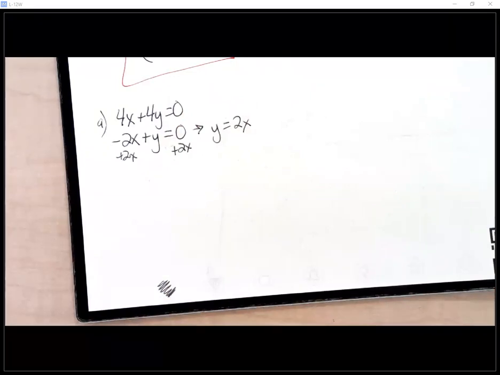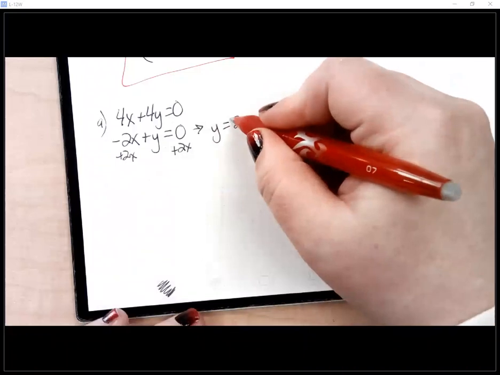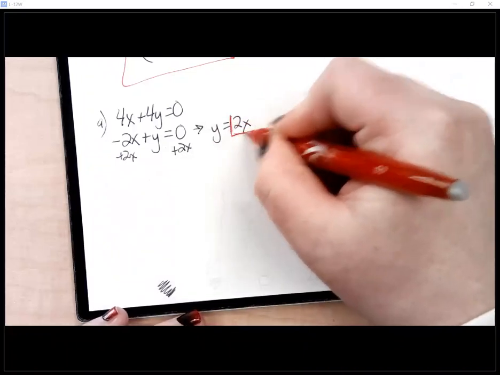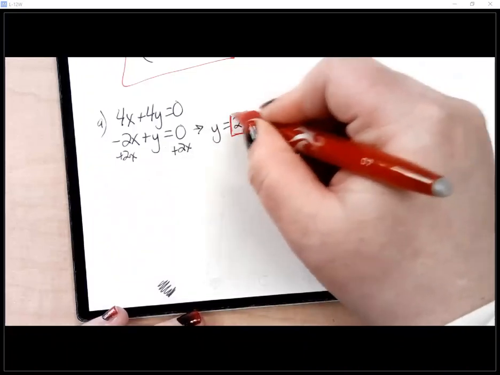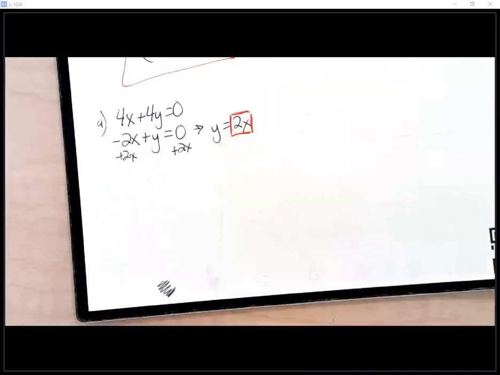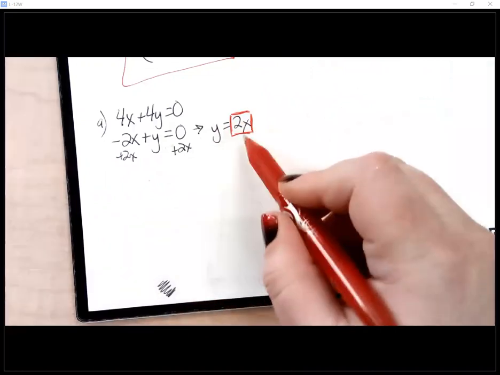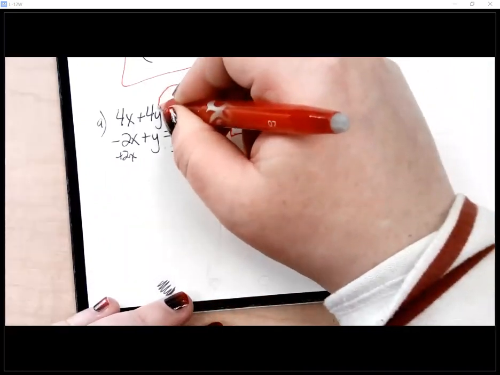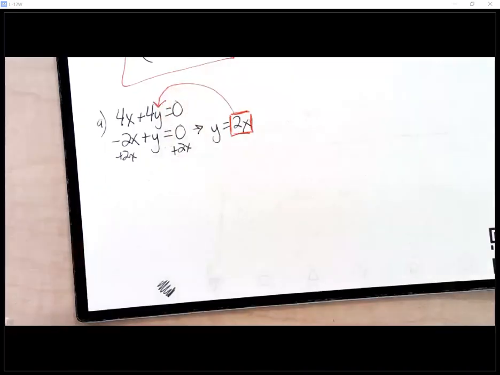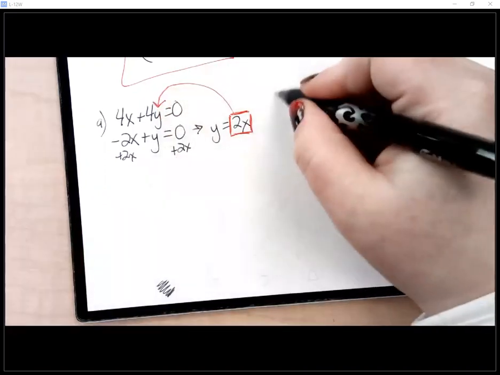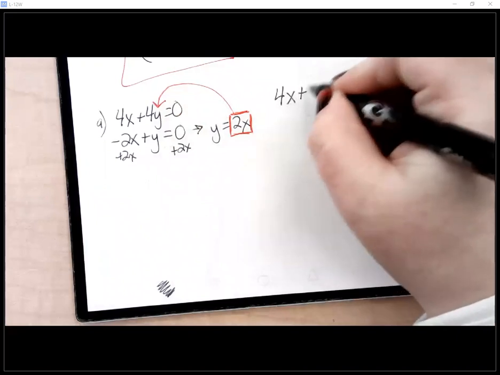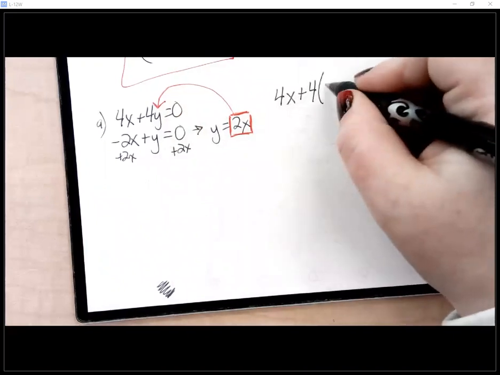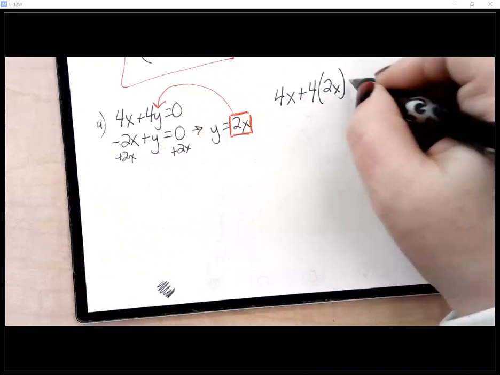Great. Now that I have step 1 done, it says substitute in what the variable is equal to in the other equation. All right, so y is equal to all of this, 2x. So I'm going to go to my other equation that I haven't touched yet. And in the place of y, I'm going to substitute in 2x, hence the name of this method, substitution. So I now have 4x plus 4 times, not y anymore, but now 2x equals 0.